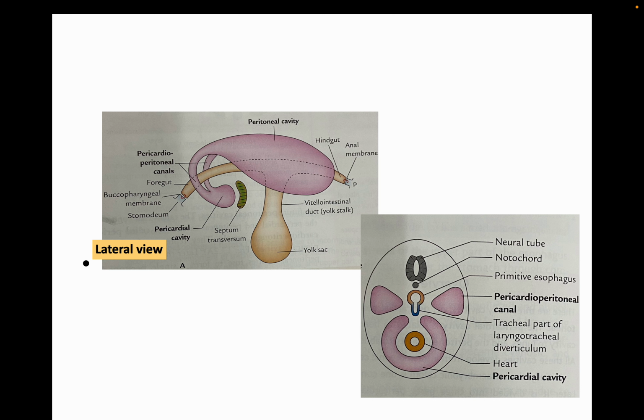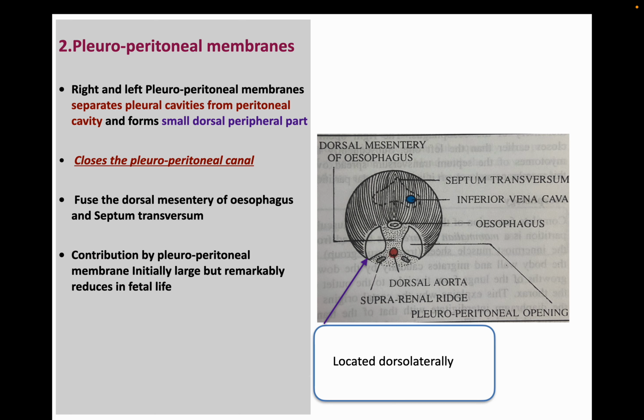So this is the lateral view, and this is a transverse section showing the different cavities. We can see here the peritoneal cavity, then pericardial cavity, pericardio-peritoneal canal. This is septum transversum. Now if we see in the transverse section, this is the primitive foregut. On either side of this there is pericardio-peritoneal canal, and here the development of the heart, which is enclosed in the pericardial cavity, is shown in this diagram.